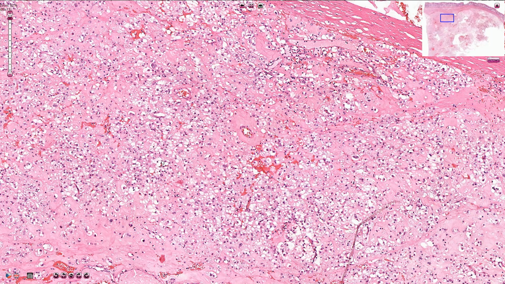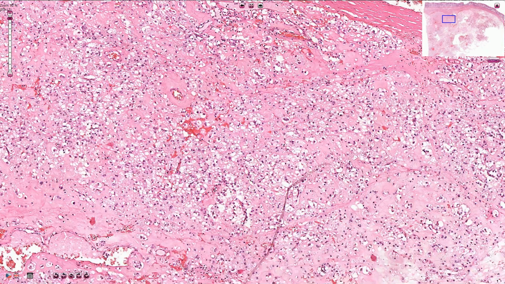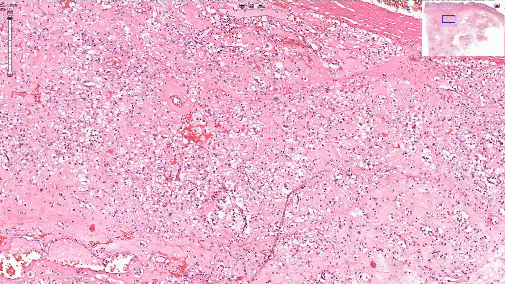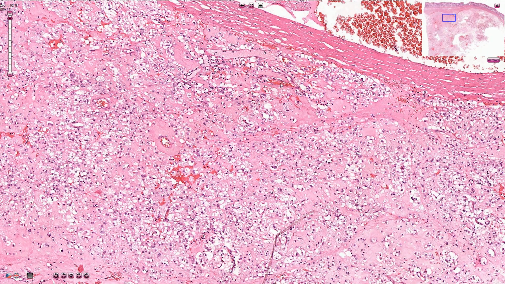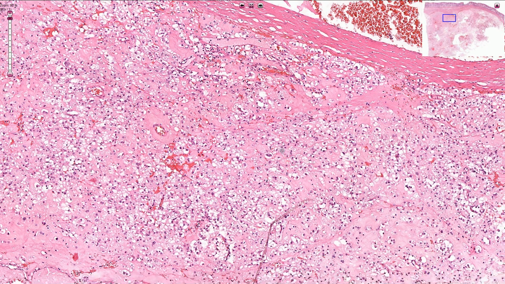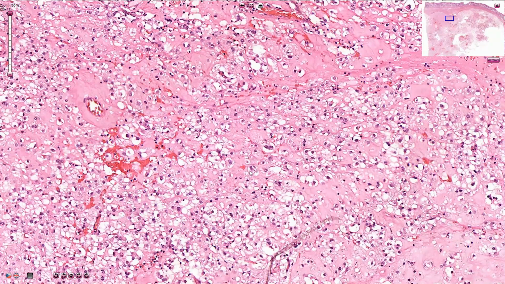The cellularity is quite variable. We have areas of hyalinization and areas where there are more lesional cells. A large number of small capillaries and blood vessels can be seen in some cases. The nuclei are quite uniform, and some of them have inconspicuous nucleoli.